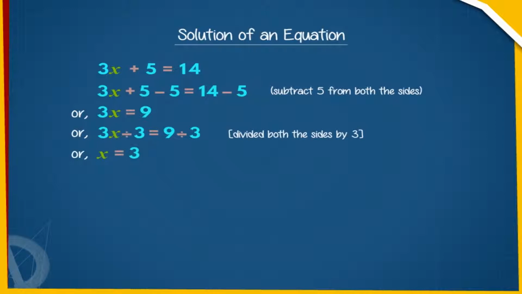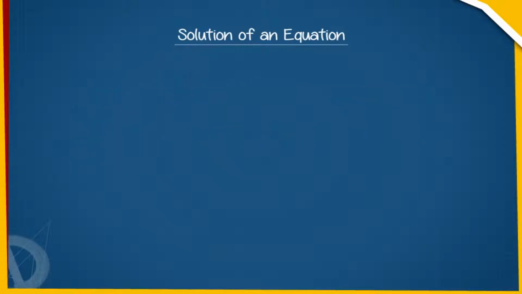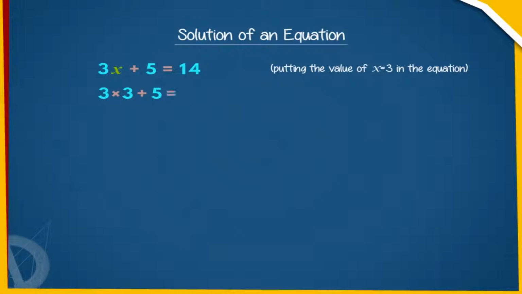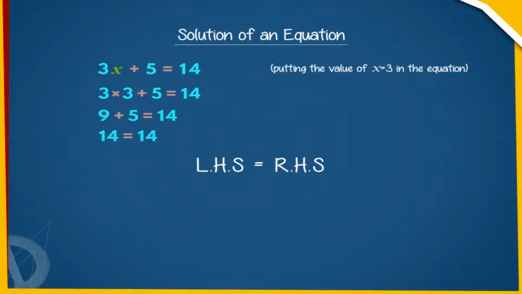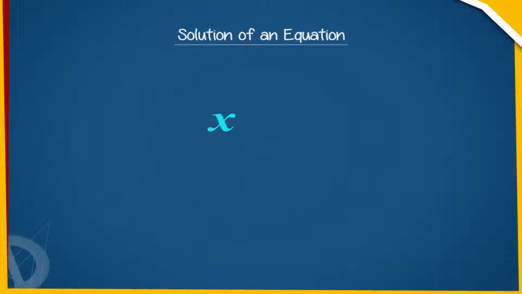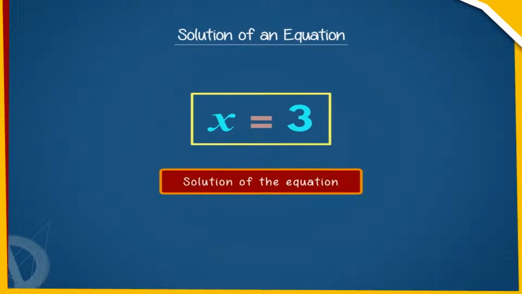Let us place this value of x in the equation 3x plus 5 equal to 14. 3 into 3 plus 5 is equal to 14. 9 plus 5 is equal to 14. 14 is equal to 14. It means LHS is equal to RHS. The value of a variable which satisfies the given equation is called the solution of the equation. Here, x is equal to 3 is the solution of the equation.